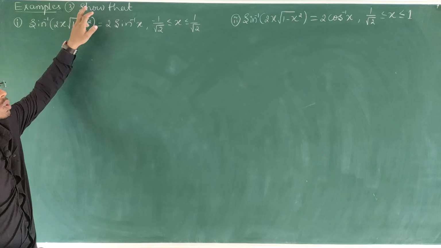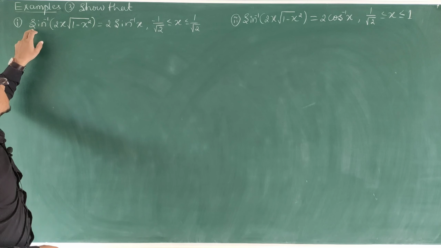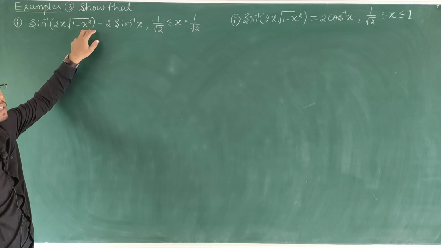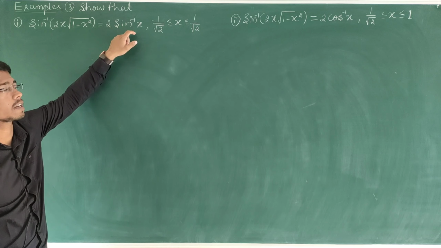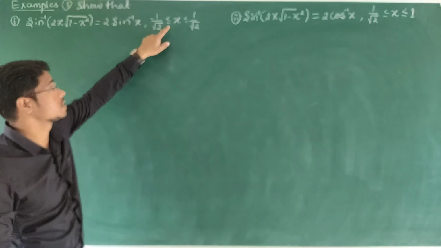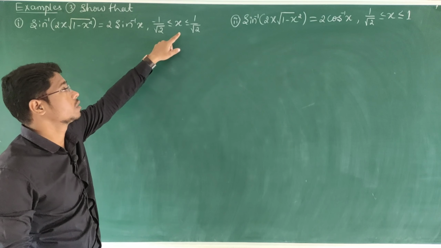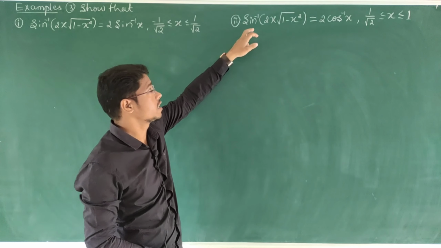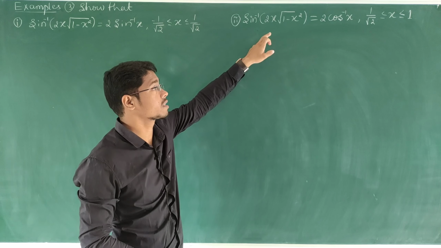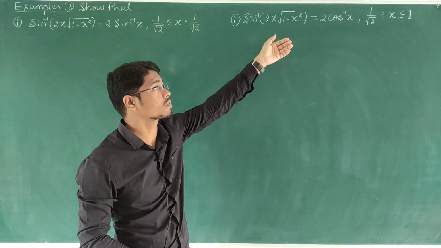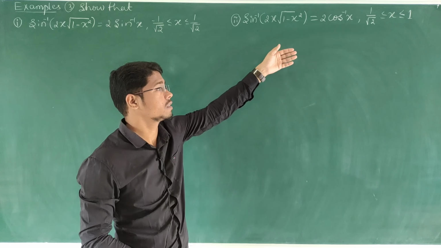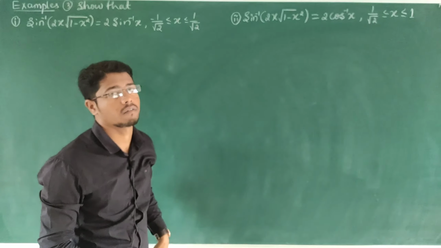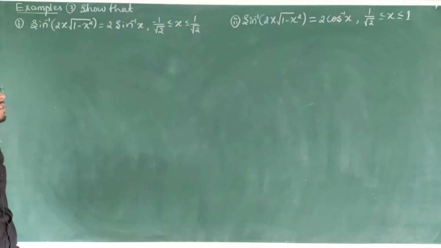Example number 3. Show that sine inverse of 2x into root of 1 minus x square is equal to 2 sine inverse x when x is between minus 1 by root 2 and 1 by root 2. And the second one: sine inverse of 2x into root 1 minus x square is equal to 2 cos inverse x, when x is between or equal to 1 by root 2 and 1. Okay, so let us see the solutions.